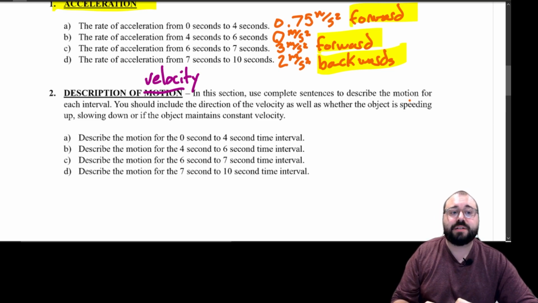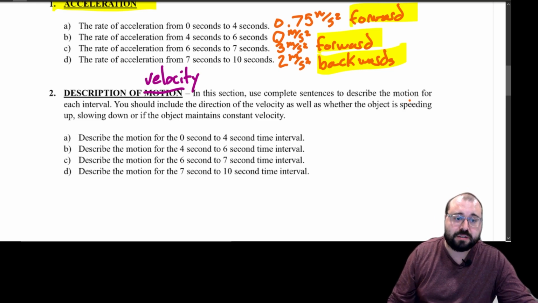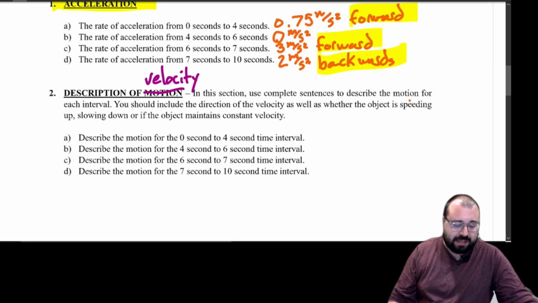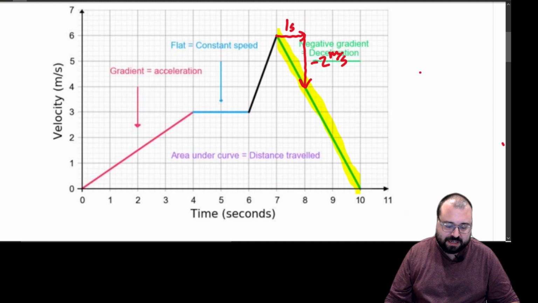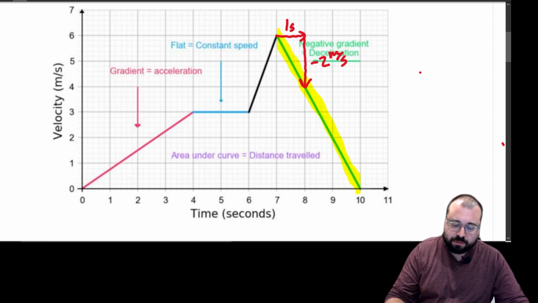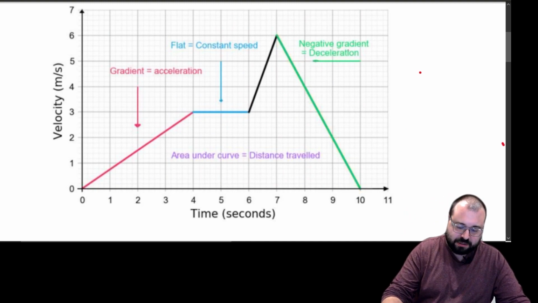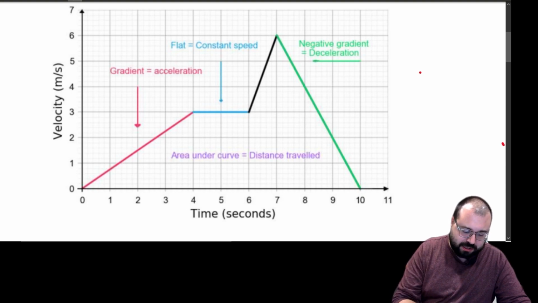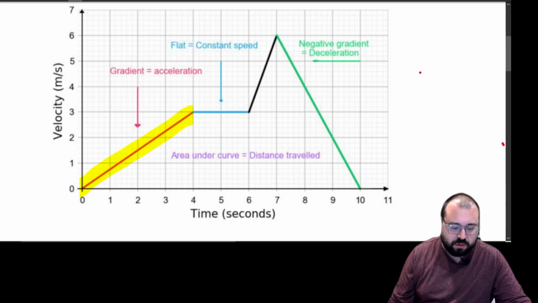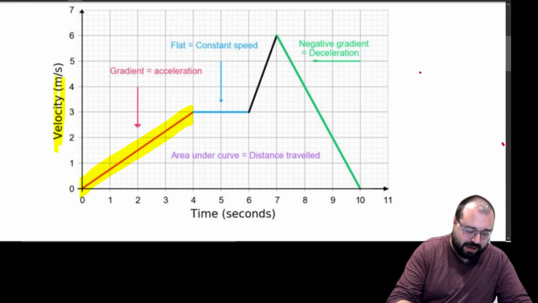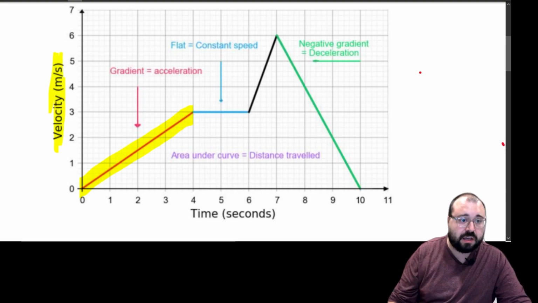And let's get right into describing the motion of these objects. So describe the motion in each of the segments. We're just going to go up to the graph here and go through each piece. So from 0 to 4 seconds, we're going to describe the motion of the object here in this highlighted area, right? And again, we need to talk about velocity. And velocity is right here on our y-axis, guys.